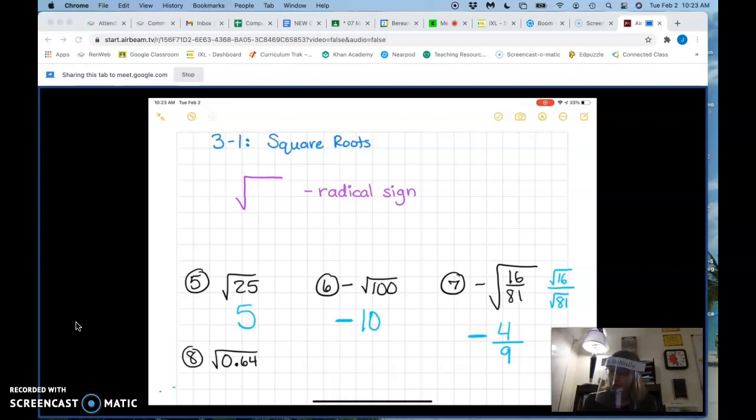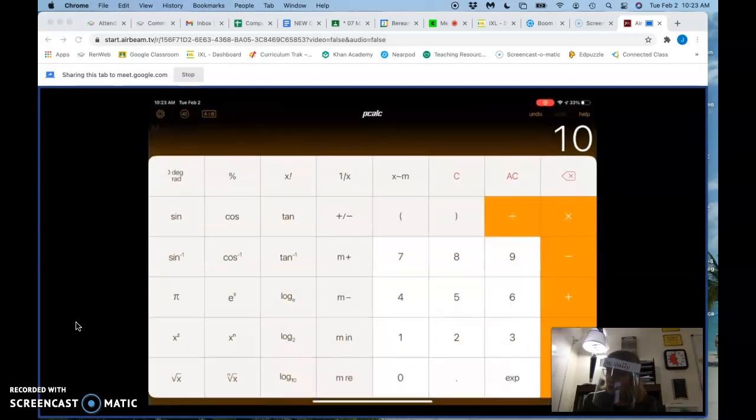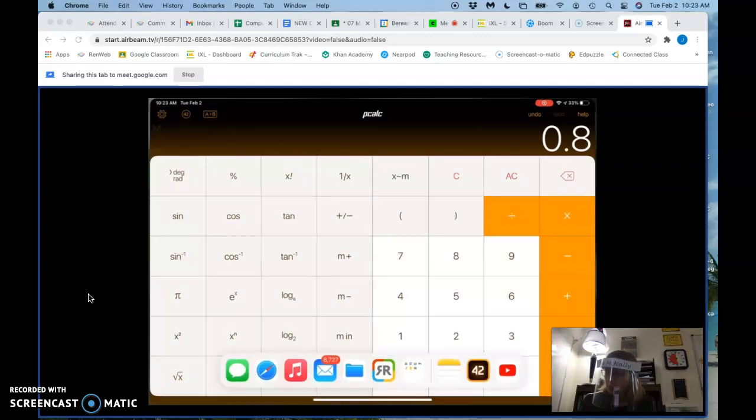Don't be afraid of the decimals. Decimals are our friends. Okay, so again, I'm just going to type in the decimal, 0.64, and then I'm going to hit my radical sign. So what is the square root of 0.64? 0.8.